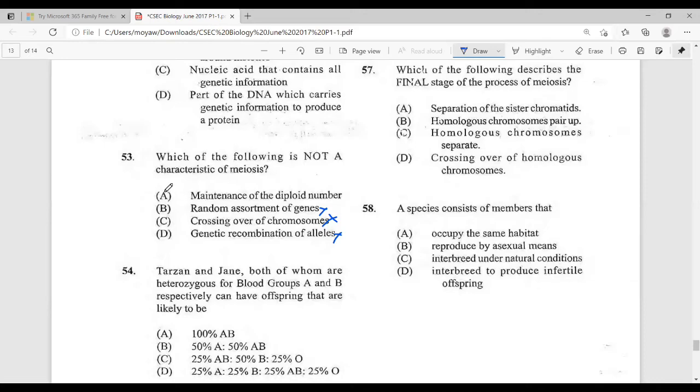So now the only one that would have been left would have been the maintenance of the diploid number. And if you remembered in my definition, you would have known that meiosis gives us the haploid number, half the number of chromosome as the parent, while the diploid number would have been the same number of chromosome as the parent. So anywhere you would have taken it, or any route, you would have realized that A should be out of it.